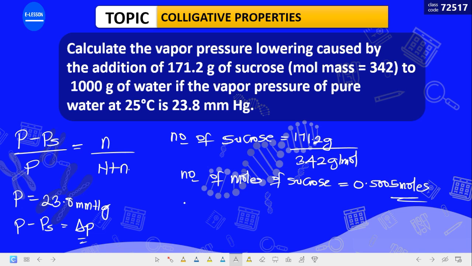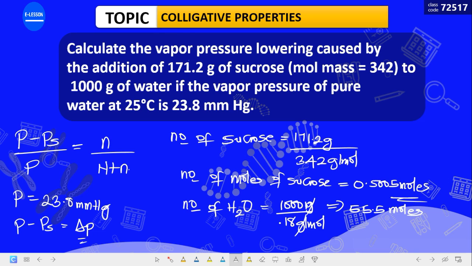Now, the next thing is the number of moles of the solvent. The solvent is water. So we can say number of moles of water is mass of water all over molar mass. The mass of water given is what? 1000 gram. Molar mass of water, of course, we know is 18 gram per mole. When gram cancels gram, you have 1000 divided by 18, which gives us 55.55 mole. Let's abbreviate to 55.5 moles. So the number of moles of H2O is 55.5 moles.